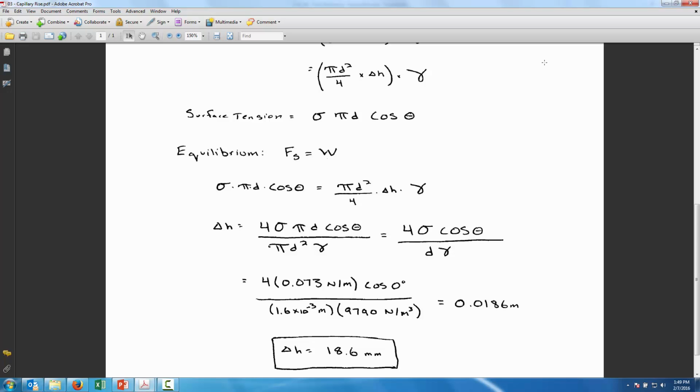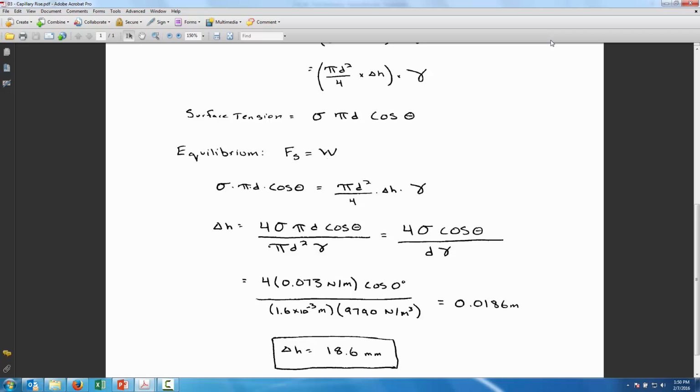Now we have the diameter here would be 0.5 times 10 to the minus 3 meters. And then our unit weight stays the same, 9790 newtons per meter cubed. So who has a calculator and can do this delta H real quick? How much? 59 millimeters? Yes. Wow, 59 millimeters. So the other one was 18 millimeters. So it rises a lot higher.